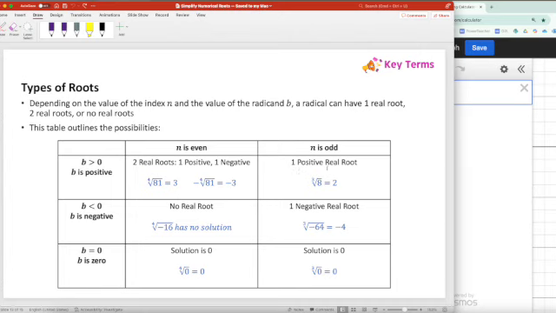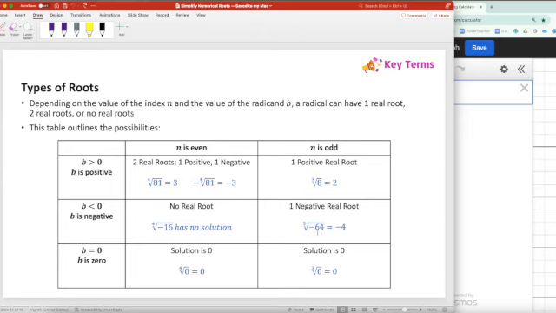On the other hand, if we're taking an odd index of a positive value, we end up with 1 positive real root. If we have a radicand that's negative and we're taking an even numbered root, that's going to have no solution, because there's going to be no real root. And we saw something similar to this when we were working on square roots and we were taking square roots of negative numbers. Remember that resulted in imaginary numbers. If we're taking a negative radicand and we're finding an odd numbered root, on the other hand, we do have a solution. So this is something a little bit different that we need to keep in mind.